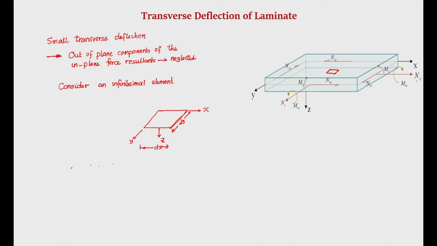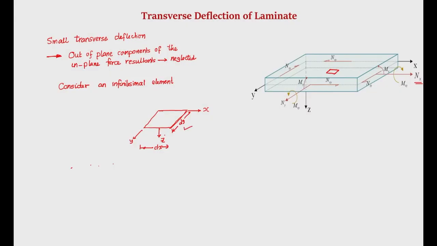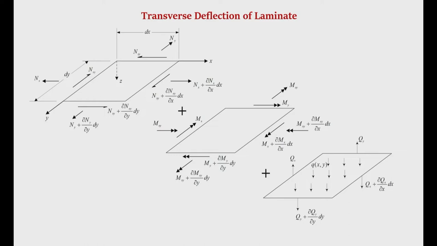Now, we have already discussed in classical lamination theory the force resultant Nx, which is nothing but the sum of all the sigma x over the thickness. Similarly, we have Ny, Nxy, and Mx, My, Mxy, the force and moment resultants. Considering an infinitesimally small element of length dx and dy, we could represent all the forces and moment resultants here. To make it clear and not clumsy, we have shown all the force and moment resultants in three parts. This is the in plane force resultant, this is the moment resultant.